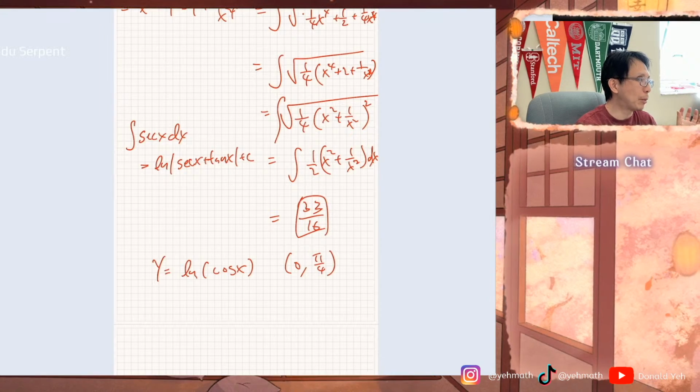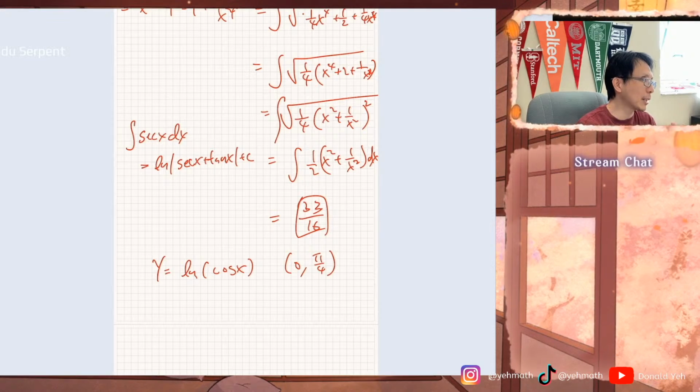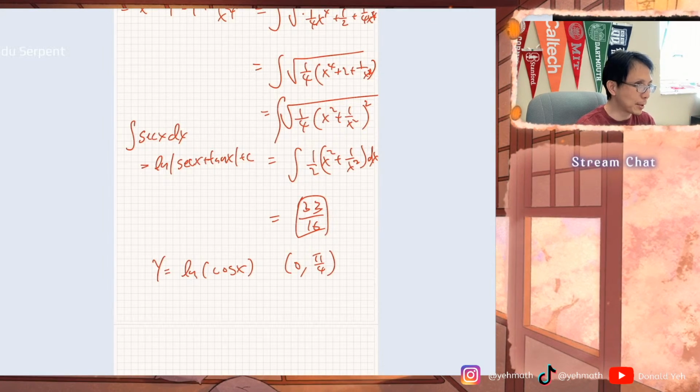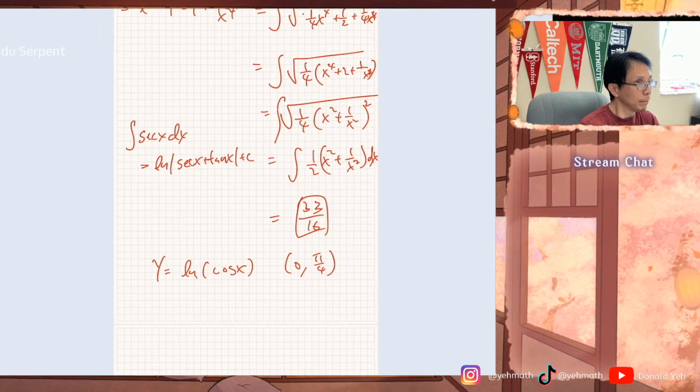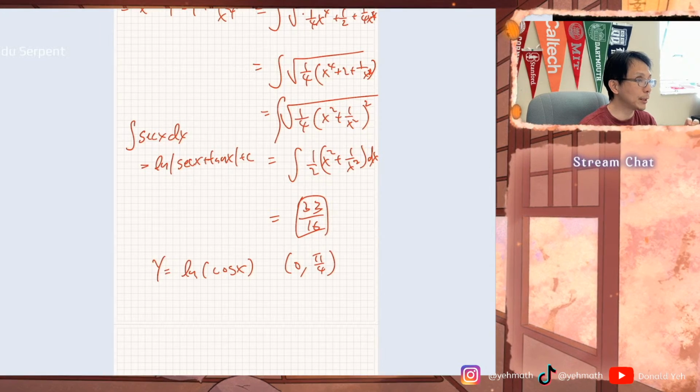I'm going to actually pull the question from the AP exam book. It's going to be something like this, relatively easy. But this will be something a little bit different, which is natural log of cosine. You should end up with the integration between 0 and pi over 4 of secant of x dx.